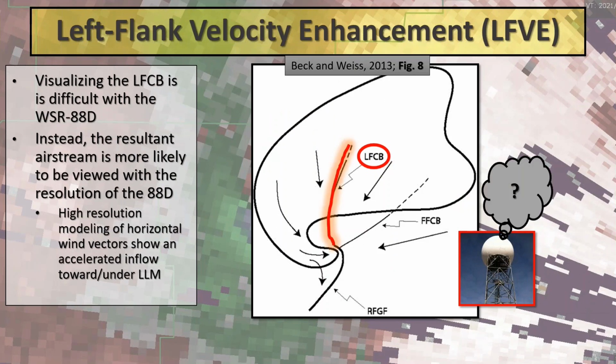The problem with the LFCB is that it's pretty difficult for the radar to determine where that is a lot of the time, depending upon where you are in relationship to the radar. So instead, you more likely will see the resultant airstream that's associated with the LFCB based on the resolution of the 88D. Depending again on how close you are and your radar viewing angle, you may not see this convergent boundary in the left flank region. So we're looking for that resultant area as it flows around the backside of the low level and under the low level mesocyclone.